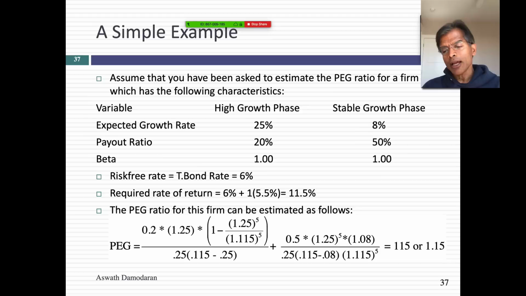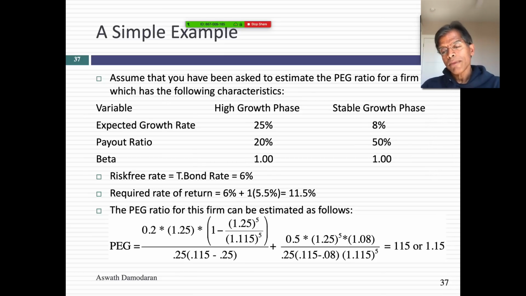I went back to that high growth company I showed you earlier. Remember the 25% growth for the next 5 years, 8% thereafter. And I computed a PEG ratio for the company where I plugged in the numbers and I came up with a PEG ratio of 1.15. Again, what is it telling me? If this stock were priced the way it should be given fundamentals, if it were valued correctly, it should be trading at a PEG ratio of 1.15.